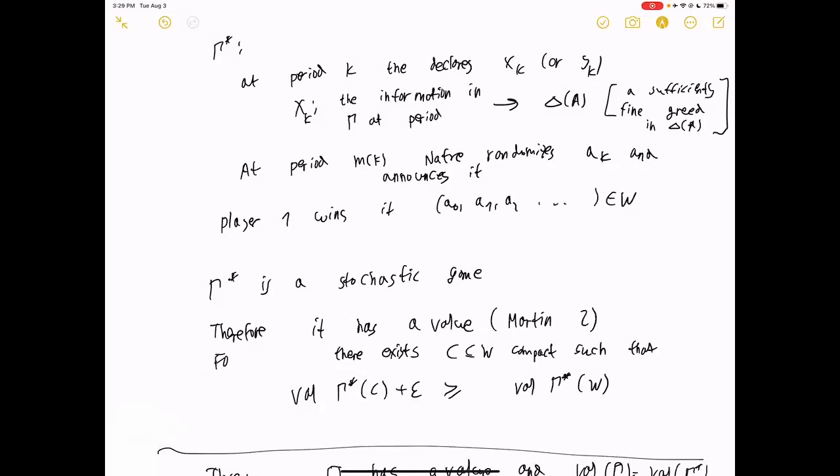This follows from Martin's theorem: the value that I can guarantee on the winning set, I can already guarantee on a smaller compact set. This follows from Martin's proof, and if I have time, I will get to it later because it relates to the last part of my talk, in which I'm going to convince you that things are not trivial.